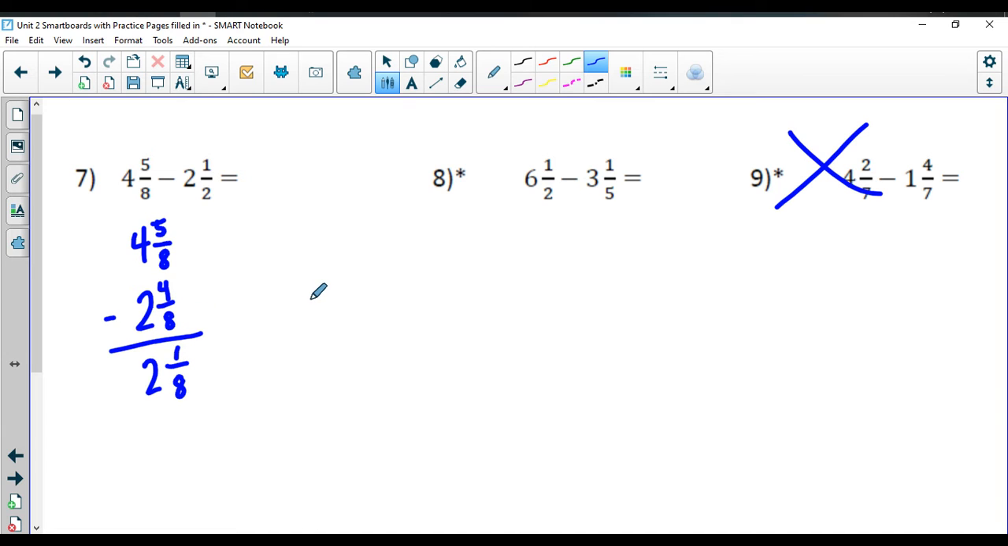Question number 8, we have 6 and 1/2 minus 3 and 1/5. I'm going to go ahead and create my common denominators. It looks like it's going to be 10, so I have 5/10 minus, and this will be 5 times 2, 1 times 2. 5/10 minus 2/10 would give me 3/10, and 6 minus 3 is 3. So we have 3 and 3/10.